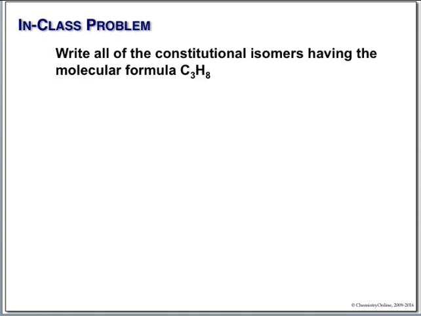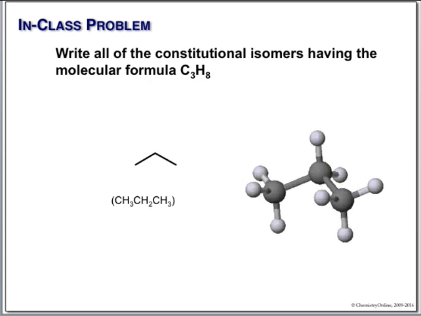One of the fun games that you can do with isomers is to give a problem like this: write all the isomers having the formula C3H8. How many ways can you connect 3 carbons in a row and still have 8 hydrogens? Draw a ring? That's 3 points. All you can do is 1, 2, 3. So that's the only way you can do it.